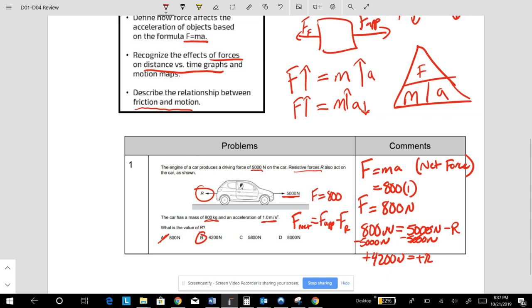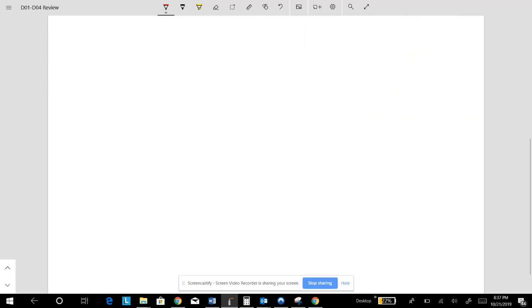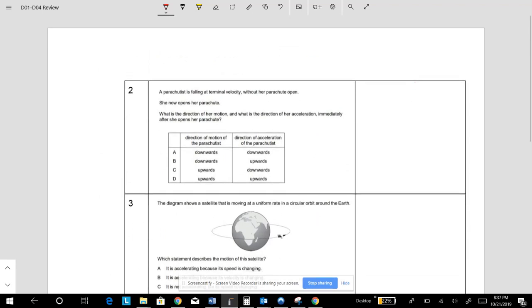It's basically simple algebra. Again, you probably could have solved it a little faster than I did in this example. Basically, all you have to do is figure out your net force. From there, you can take your net force and plug it into an equation to figure out what your resistive force would be. All right, let's take a look at problem 2.